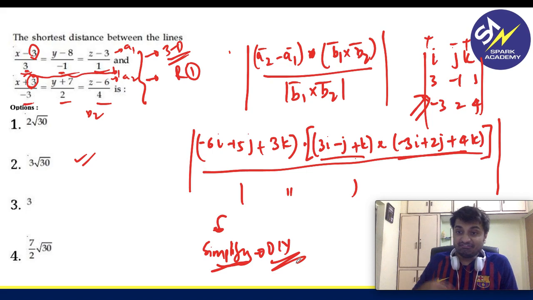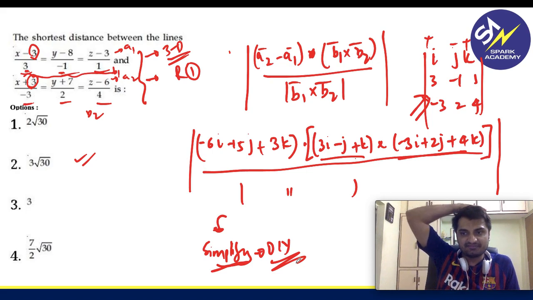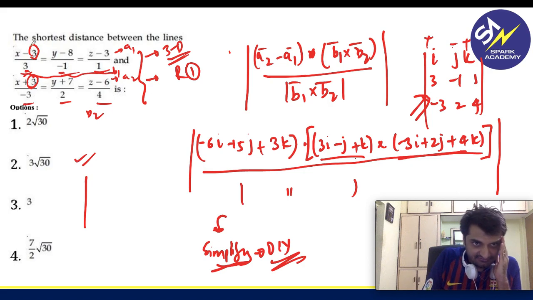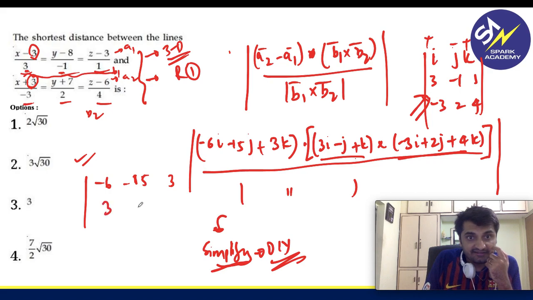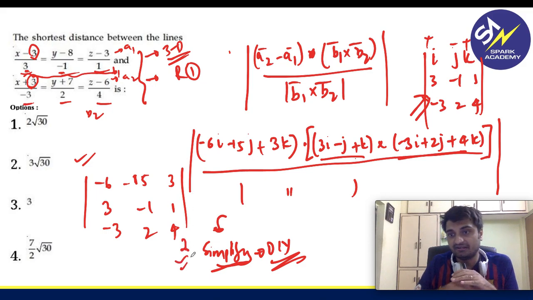Right? So if the DRs are same, you can use the other method. You remember the other method, L2 minus L1, right? So you can use mod of 3 minus 3. You can use that also, guys. You can use 3 minus of minus 3, minus of minus 3. You'll get minus 6, minus 15, 3. You can write 3, minus 1, 1, minus 3, 2, 4. This also we had discussed, right? So this also determinant. If you find it out, you will get the answer.